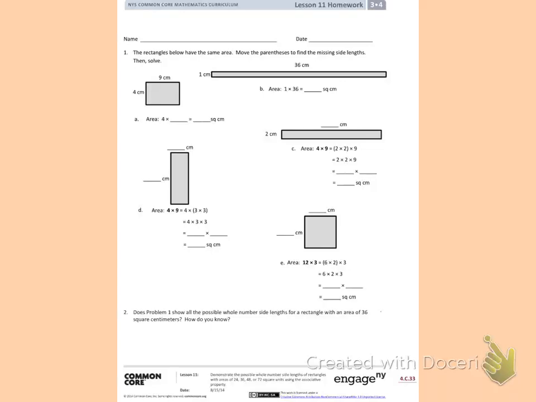Module 4, Lesson 11's objective is to demonstrate possible whole number side lengths of rectangles with areas of 24, 36, 48, or 72 square units using the associative property. Item 1. The rectangles below have the same area. Move the parentheses to find the missing side lengths, then solve.